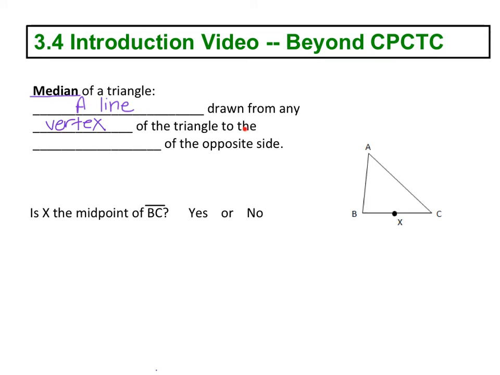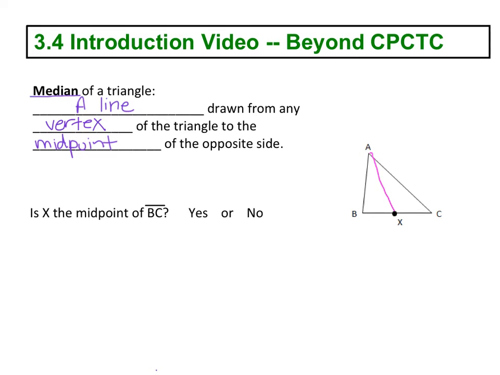of the triangle to the midpoint of the opposite side. So if we take a look at this picture on the right, we can go ahead and draw in the median. So the median will go from a vertex, so let's take a look at vertex A, and it's going to be drawn from the vertex to the midpoint of the opposite side. So I'm going to go ahead and connect this to the point that's already there, point X, and that line is a median of the triangle.